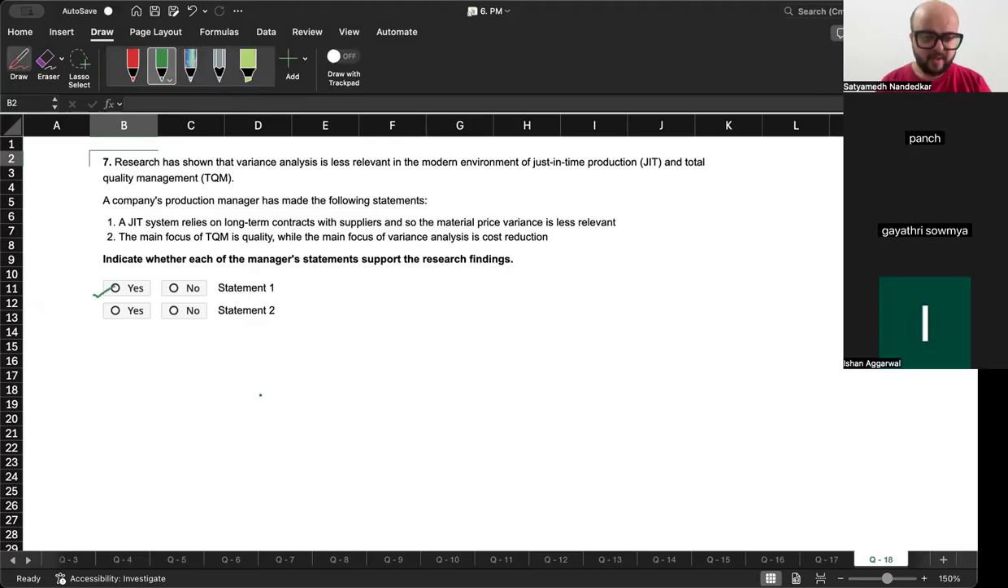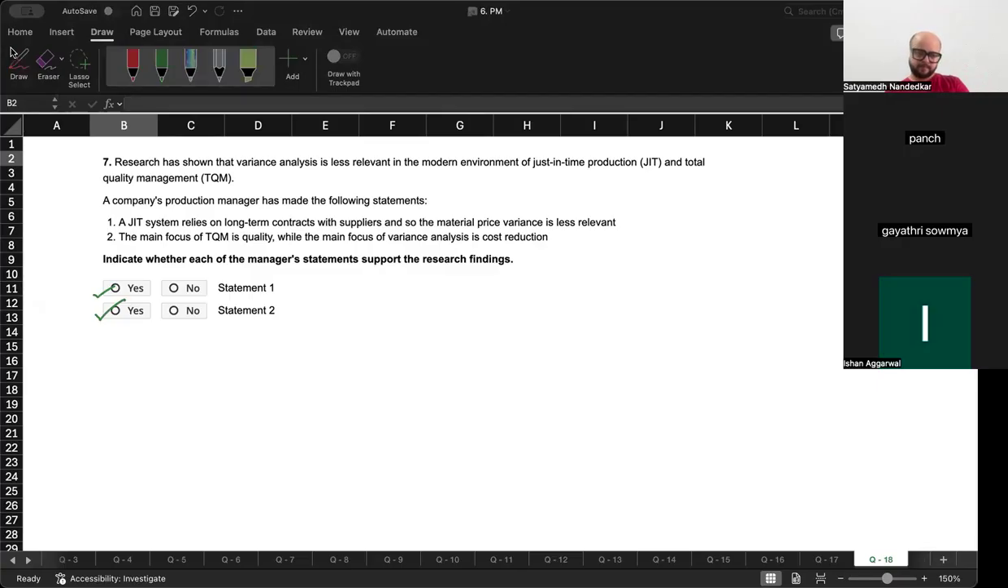This is correct. Main focus of TQM is quality, while the main focus of variance analysis is cost reduction. Yes, this is also true. Variance analysis, cost control and reduction is the main focus. Okay. So again, simple logic, apply it and you will have your answer.